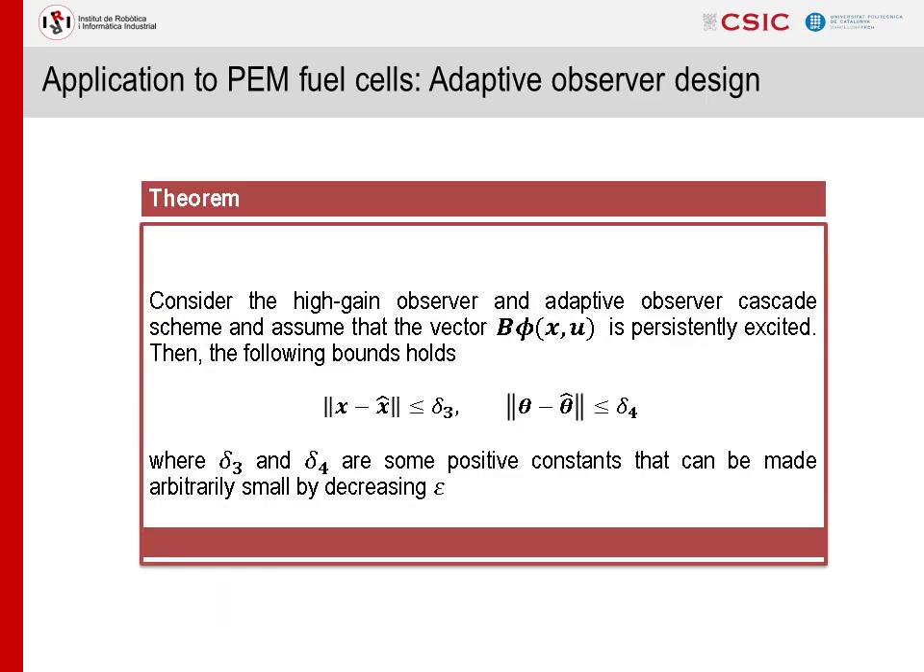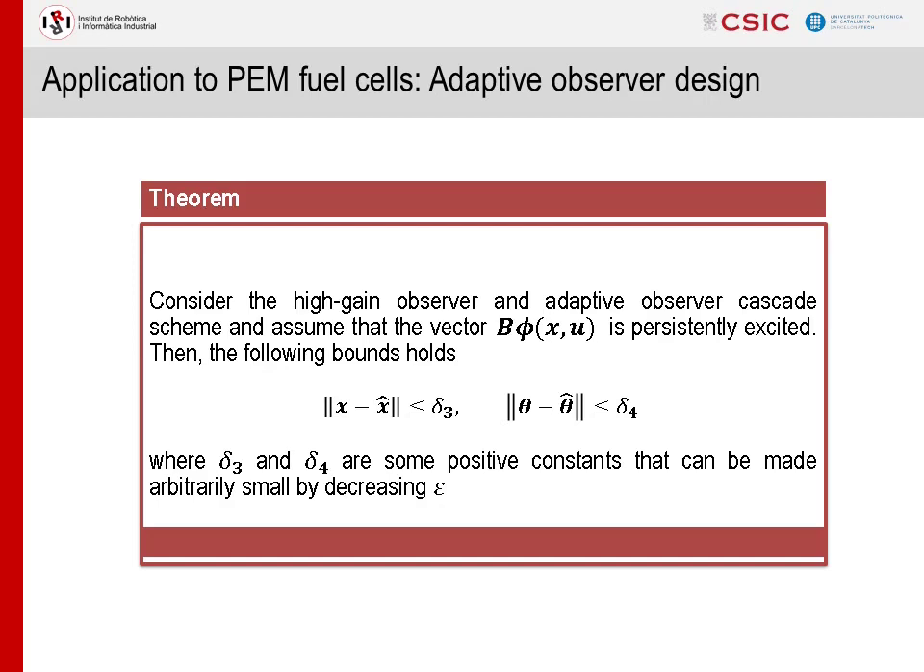Consider the high-gain-based adaptive observer and assume that the high-gain observer is designed as presented before. Then, if the vector b phi is persistently excited, the state and parameter estimation error of the adaptive observer will converge to a bounded region. Furthermore, this ultimate bound can be arbitrarily reduced by decreasing the high-gain observer's design parameter epsilon.